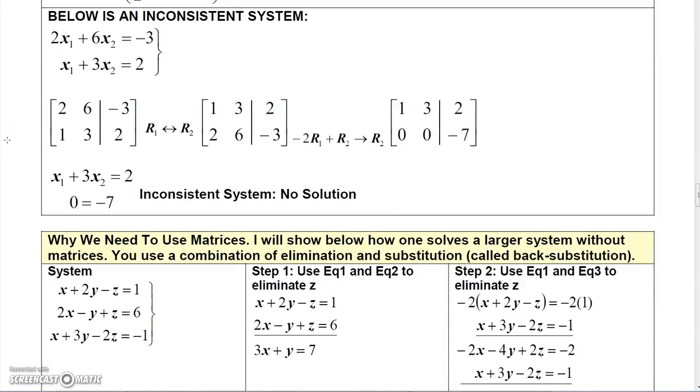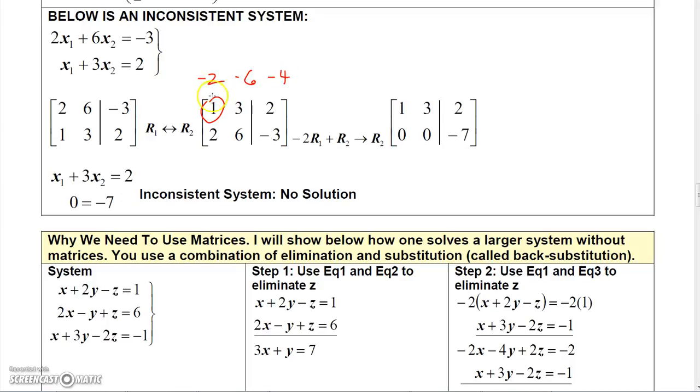Okay, now if I took a similar problem and did the same thing, like for instance on this problem, the augmented matrix would be 2, 6, -3, 1, 3, 2. And then I can swap the rows, so I get a 1 up here, and if I multiply this by -2, that would give me -2, -6, -4.